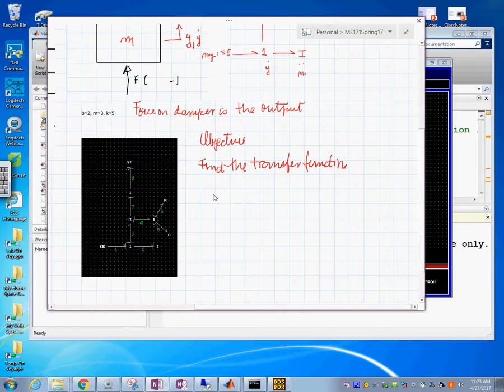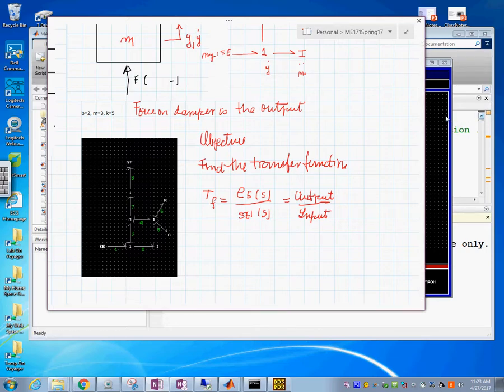where the output is transfer function equals, the output is E sub 5, which is the force on the damper, with respect to the input, which would be SE1 of S. So this is our output, and this is our input. So we need to define this E5 as an output.